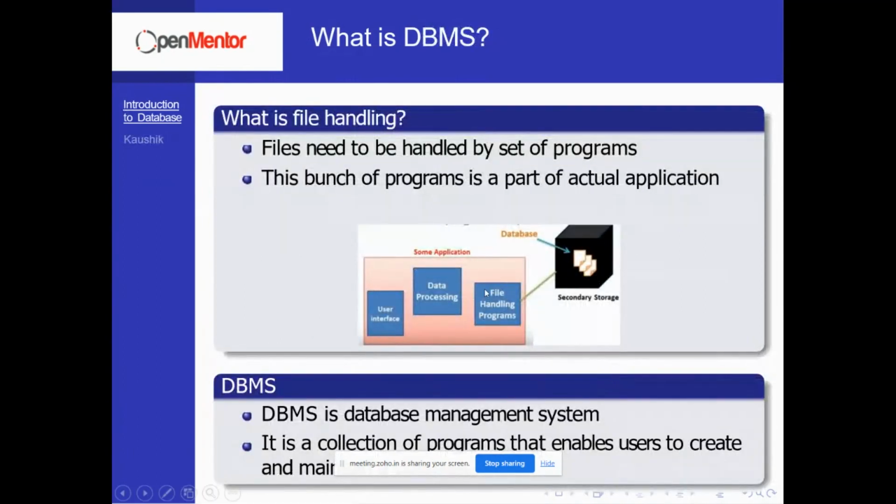Now, in a regular setup, files need to be handled by a set of programs. This bunch of programs is a part of the actual application. So you have some application where you have a user interface, some data processing happening, and some file handling happening. After all of that, they're all stored in the database, which is a secondary storage system. DBMS is a database management system. It is a collection of programs that enables users to create and manage the data and maintain a database.